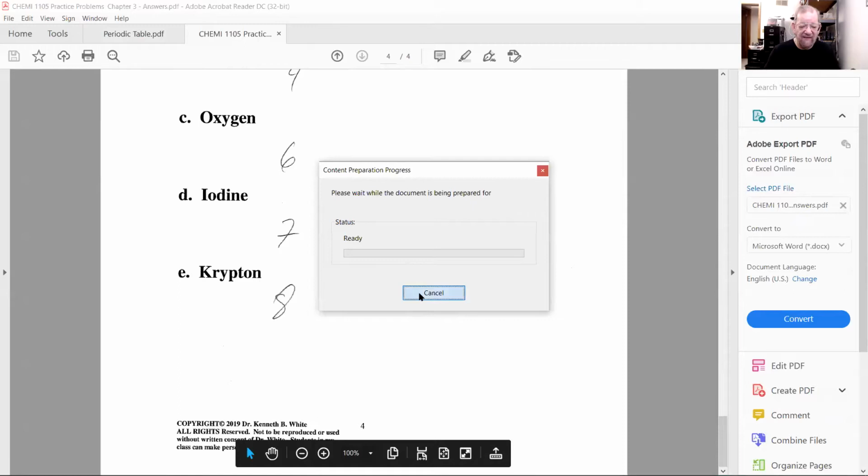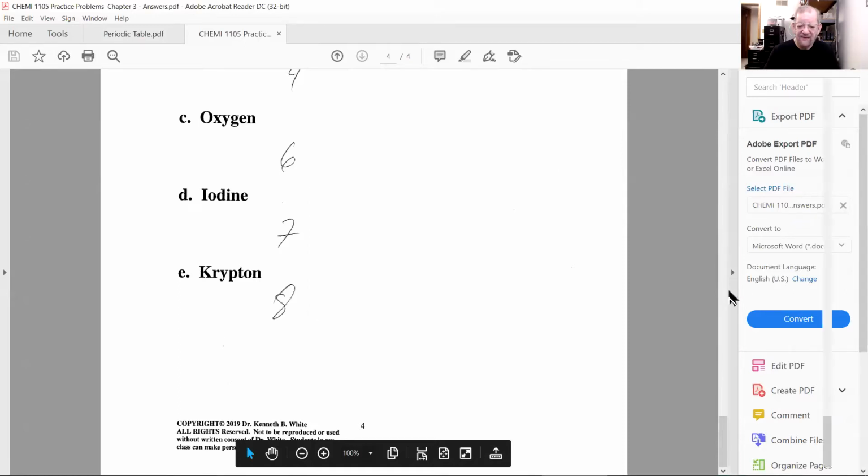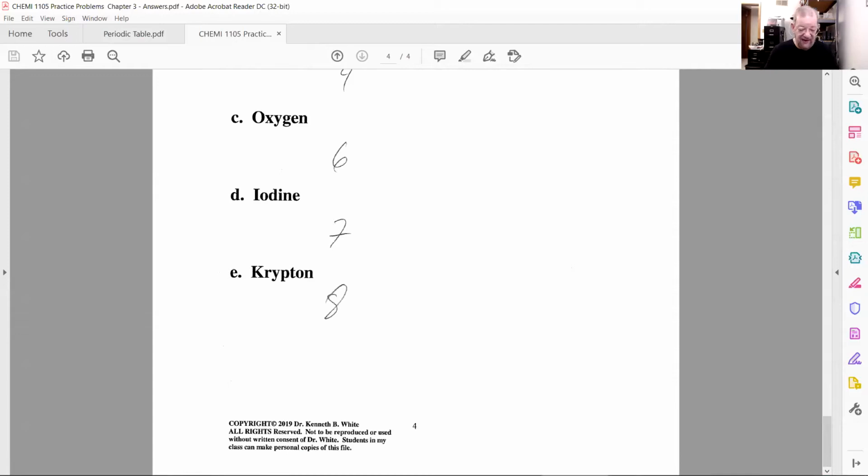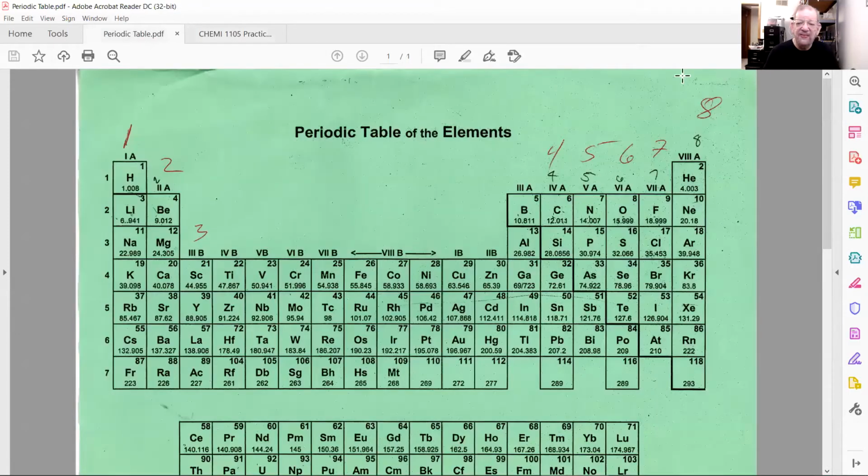And I also have on here iodine and krypton. So let's go to our periodic table. Iodine, chemical symbol I, and up above you see the number 7. And krypton, remember krypton in our world is a colorless gas at room temperature. It's not a green solid that kills Superman. It's atomic symbol Kr. Look at the top, the number in red, or in Roman numerals, 8. So it has 8 valence electrons.